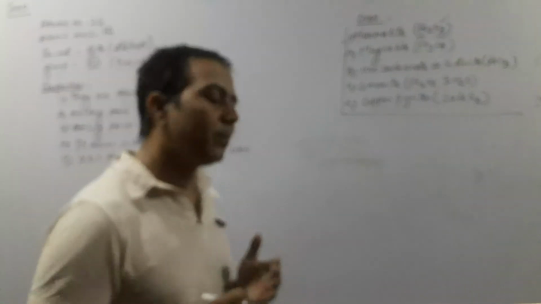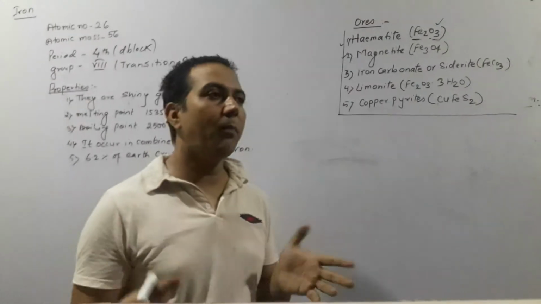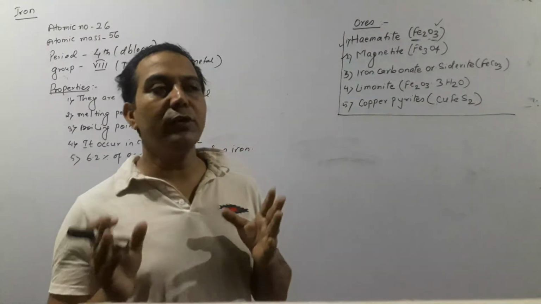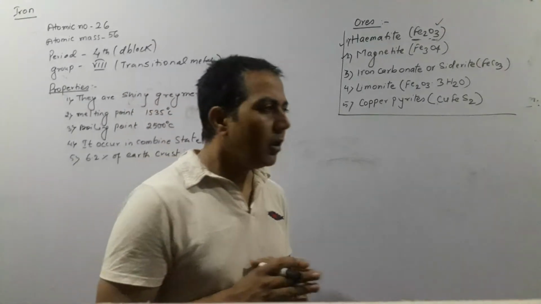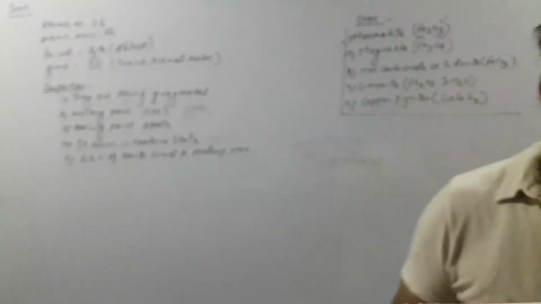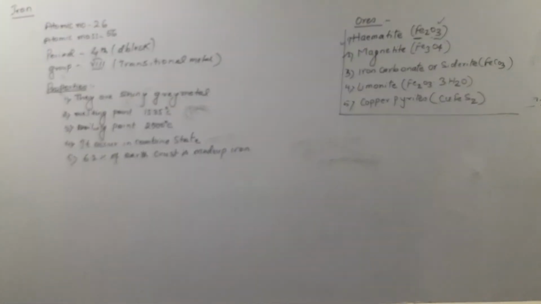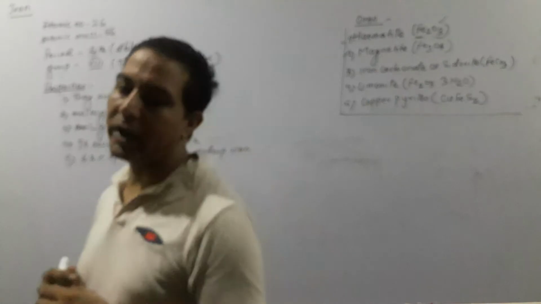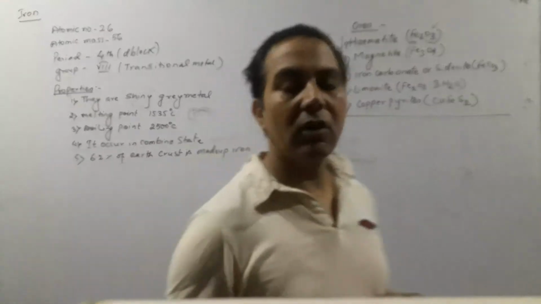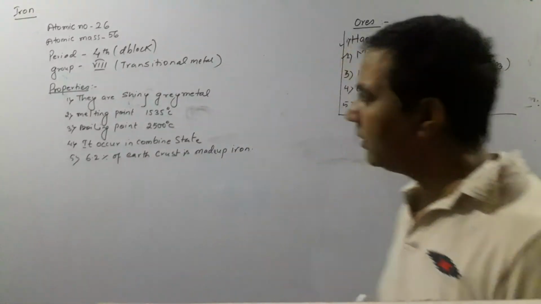Now comes the next part, that is the properties of iron or the position of iron in the periodic table. What is the atomic number of iron? What do you think? What is the atomic number of the iron? Atomic number, it is 26. Okay, the atomic number of the iron is 26, and the atomic mass or the weight is 56.